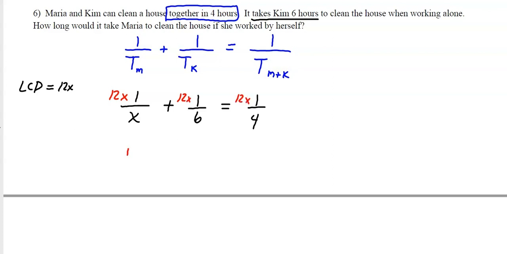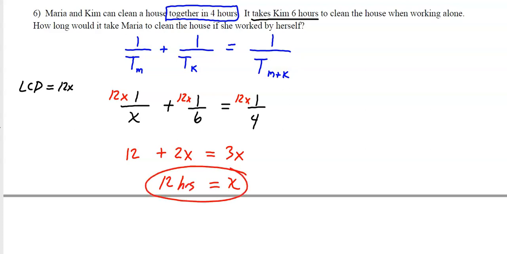Which basically gives me 12 plus 2x equals 3x. And subtract an x from both sides. So it looks like it takes 12 hours for Maria to clean the house by herself. She must be pretty slow. So if it takes Maria 12 and Kim 6, together they could bust it out in 4 hours.